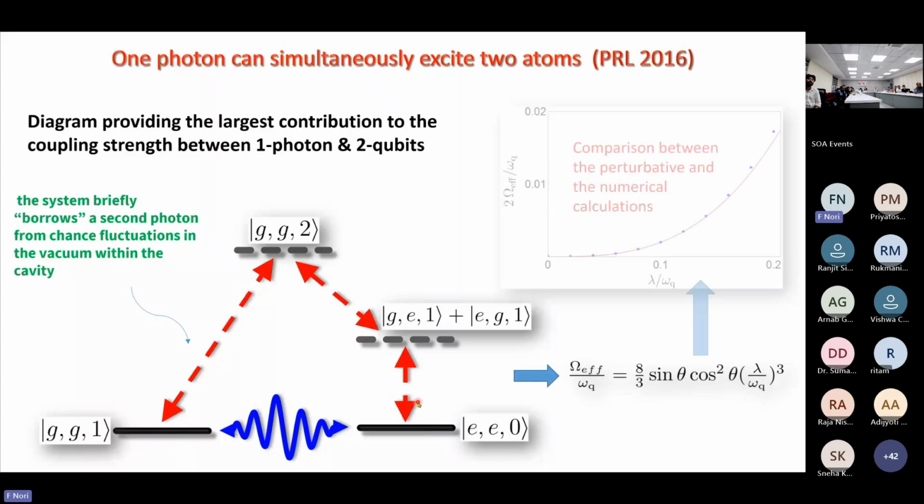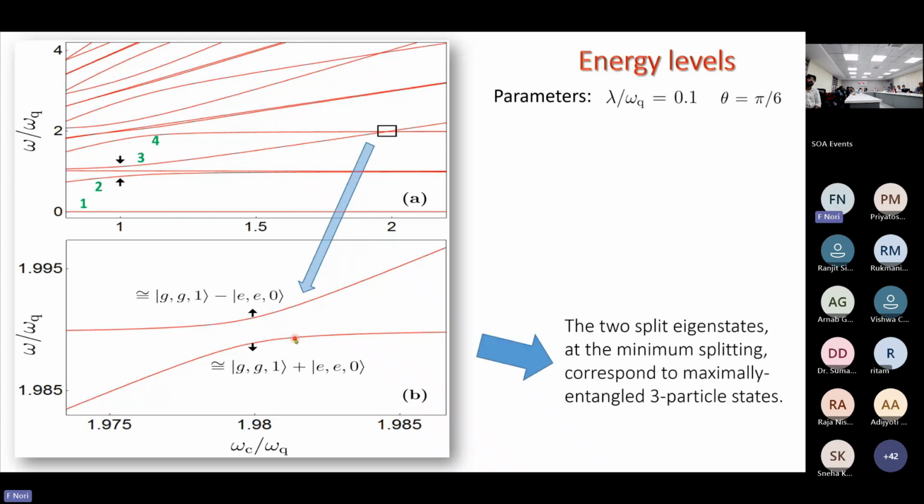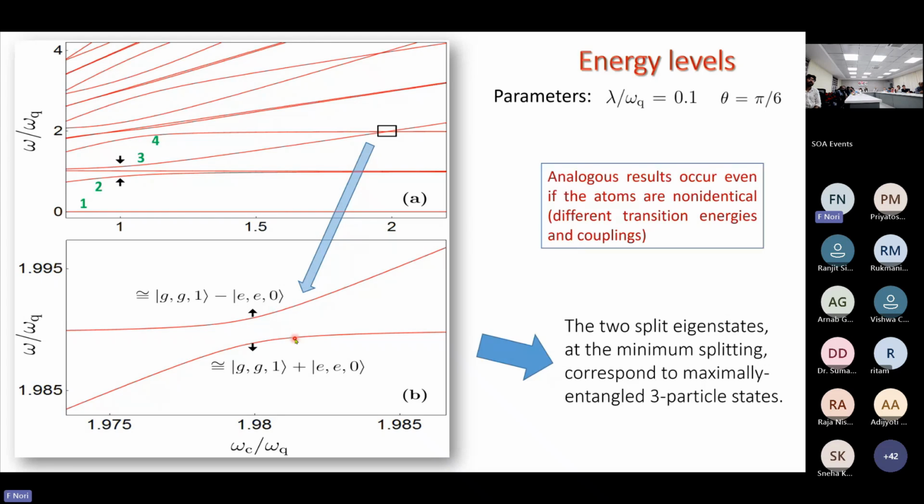And then this can be proved analytically, with perturbation theory, and numerically, and we proved this about a decade ago. When you diagonalize the Hamiltonian, you see this crossing here, but they are not really crossing. They are avoided level crossings, where the two atoms in the ground state can be excited by a single photon. There's a Rabi flop between them. Avoided level crossing means they're interacting, they're coupled. And the two split energies correspond to maximally entangled three-particle states. You can generate maximally entangled three-particle states this way. This can be done with more atoms, but this is a simpler one.